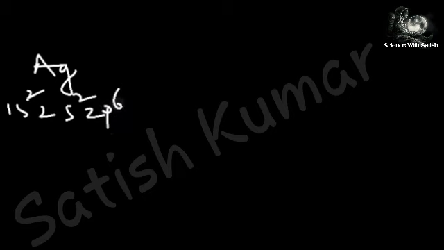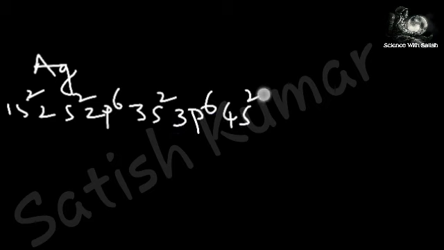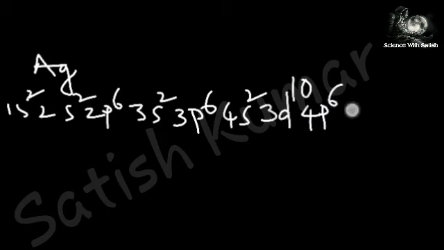Now, consider one more example, that is argentum, I can say silver, whose electronic configuration is 1s2, 2s2, 2p6, 3s2, 3p6, 4s2, 3d10, 4p6, 5s2, 4d9.